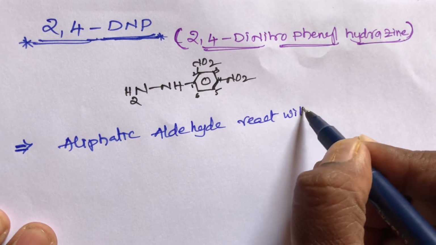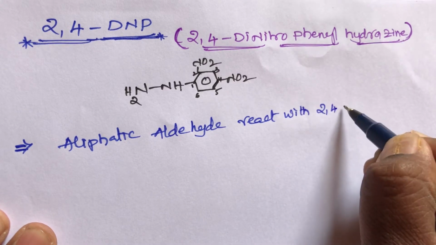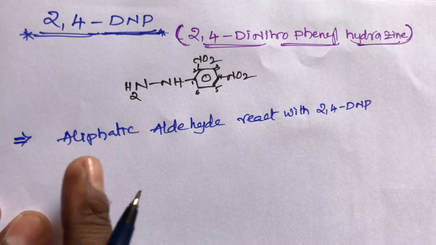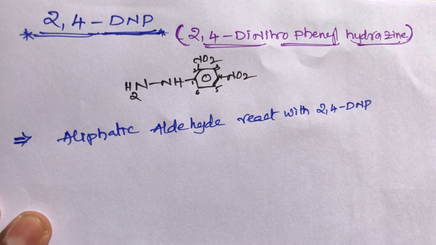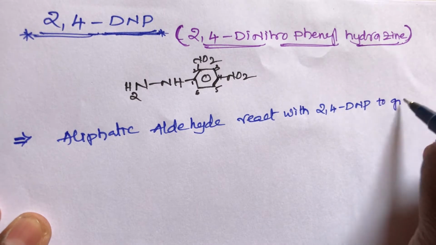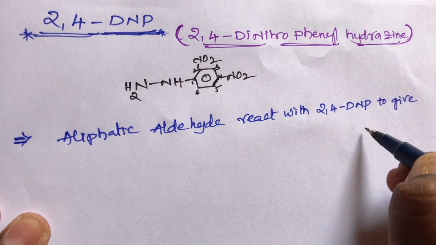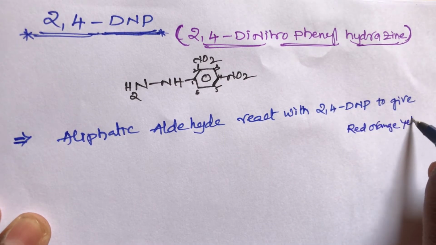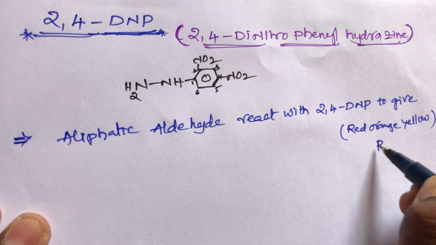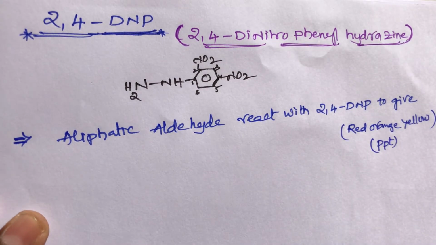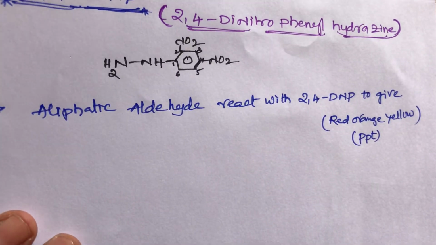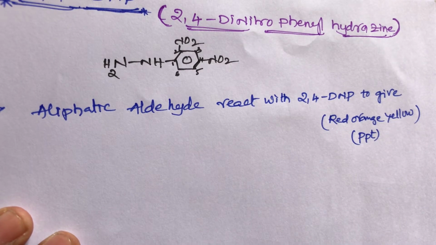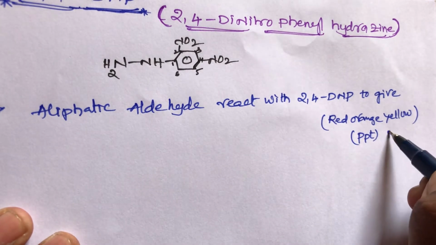react with 2,4-DNP, you remember, students, when aliphatic aldehydes react with 2,4-DNP to give a red, orange, yellow precipitate will be formed. It is very important, students, that a mixed colored precipitate will be formed. This is a simple shortcut: ROY.